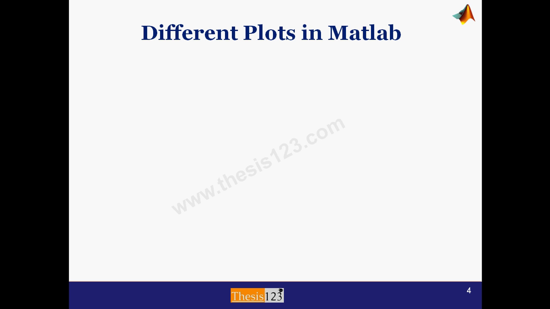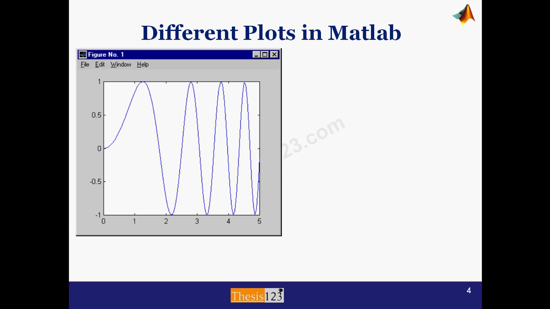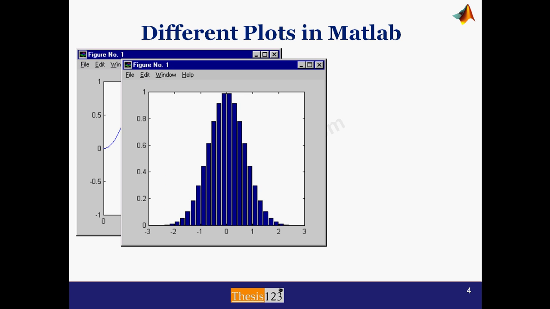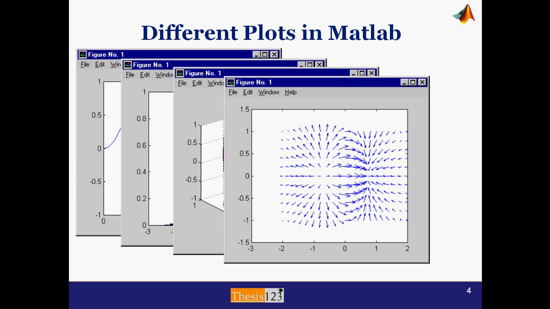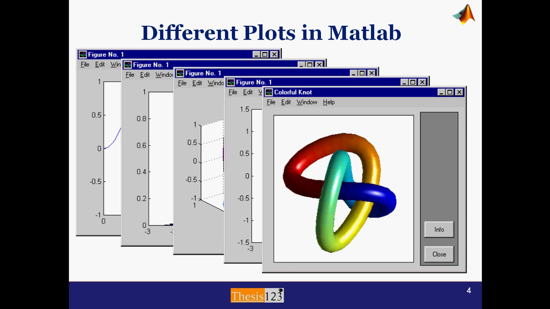The different types of plots in MATLAB. So what are the various types of plots available in MATLAB, just to have a quick glance. So this is just a plain linear plot, and you have a bar plot, and there are three-dimensional mesh plots, you have scattered plots, and you also have a three-dimensional plot. So you can represent your research in different forms of plots in MATLAB.